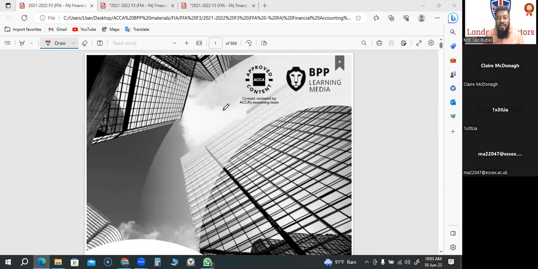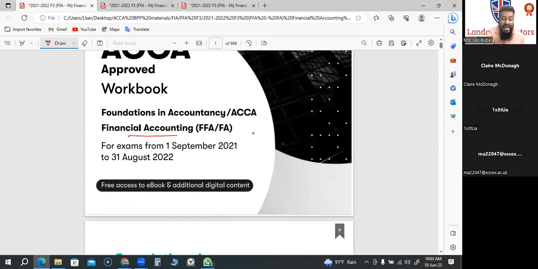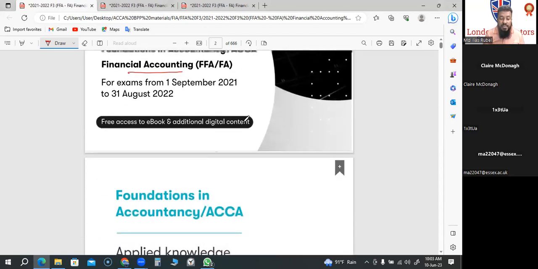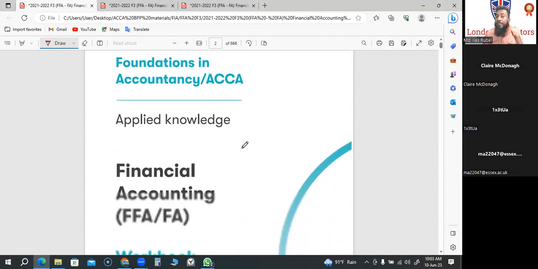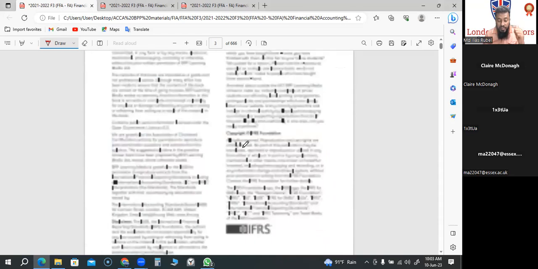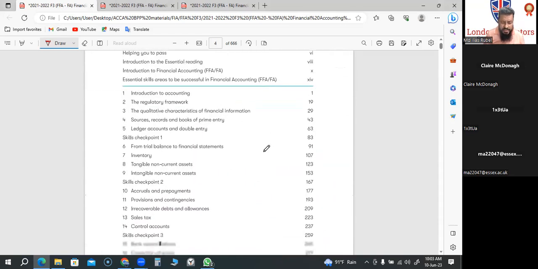Brilliant. So you can see in front of you world-class BPP course materials for ACCA. This is FA, Financial Accounting. We used to call it F3 before, these days FA, or FFA if you're studying Foundation Accounting. The chapter we're going to do today from this book is chapter 8.